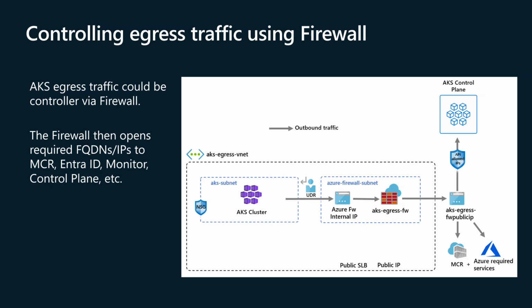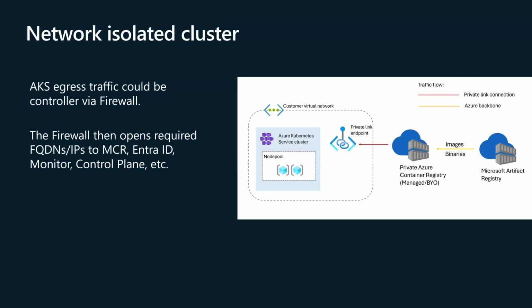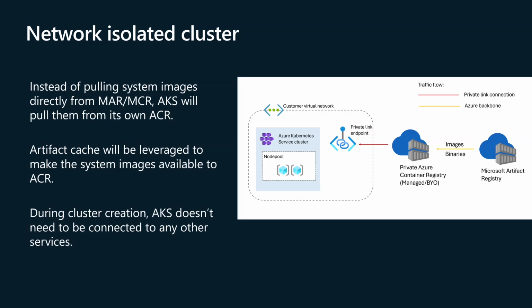This was the standard solution until we got another requirement from customers. Those customers want their AKS clusters to be completely offline, completely disconnected. So for that, we did have another option for specifying the outbound type, which is the type network isolated cluster. With this mode, instead of pulling the system images directly from Microsoft Artifact Registry, also called Microsoft Container Registry, AKS will pull these images from its own ACR.